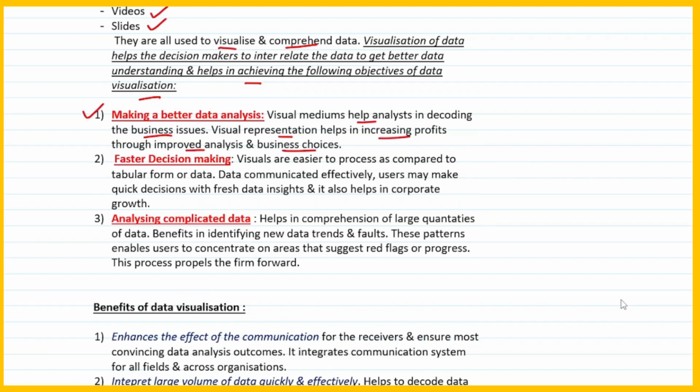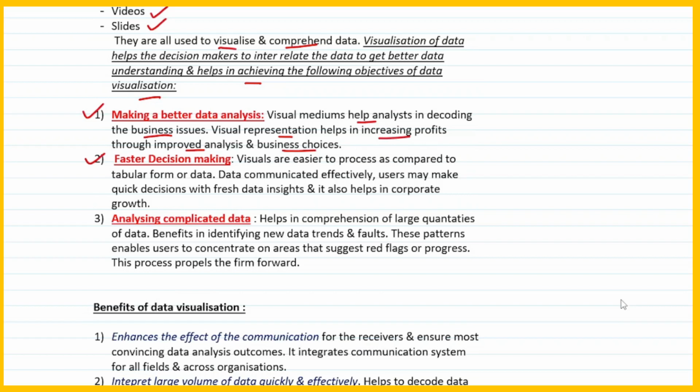So with the data, if you are able to do a proper analysis and make good business choices, this will eventually help you to increase your profits. That's what better data analysis can do for you. The second thing we talk about is faster decision making. As I already told you, better analysis can help you in good decision making. It can also help you make good, or rather faster, decisions, right?